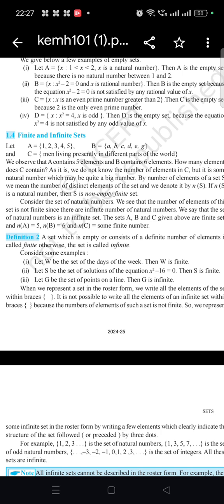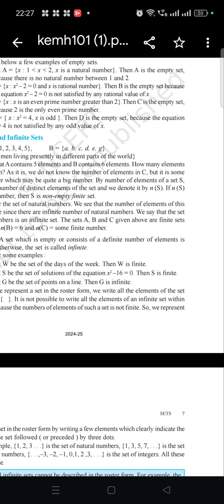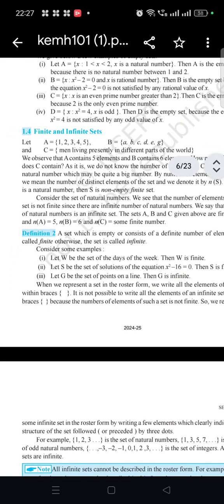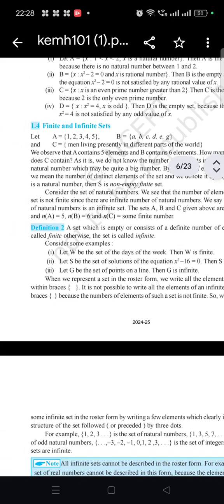Understood? We say that the set of natural numbers is an infinite set. The sets A, B, C given above are finite because the number of elements of A is 5, of B is 6, and of C is some finite number, different men living in different parts of the world. Maybe some big number, but it is finite.